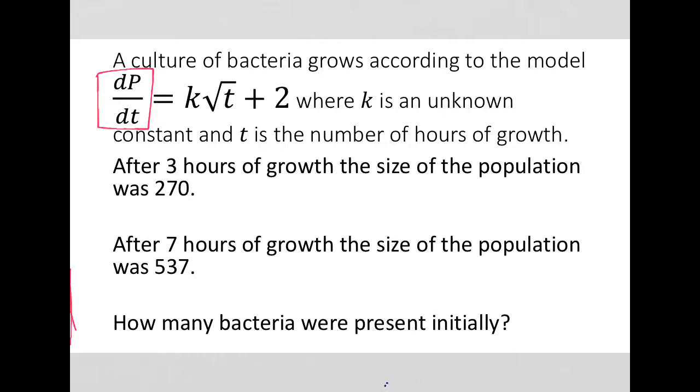This problem is slightly different than the last one we did in that we are not told the initial population. If you're told the initial population, you have your c value and it's no big deal. But here we don't know it. So that's going to change things a little bit.